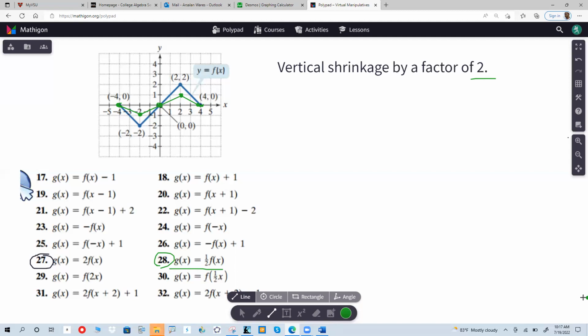Let's try. I'm going to skip 29. You should try it. What is f of half of x? Let's try number 30.